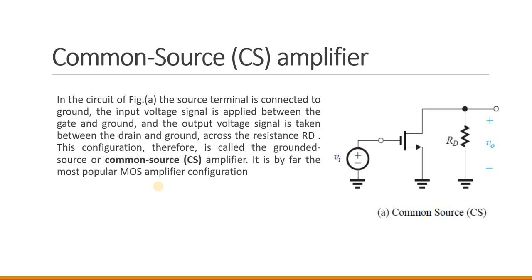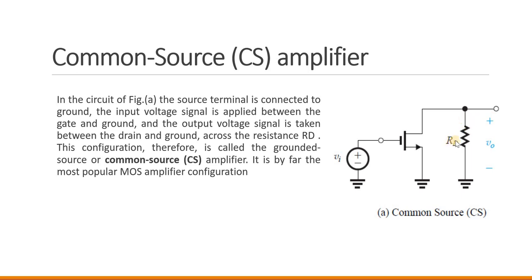The first configuration is the common source amplifier, or CS amplifier. This picture depicts the common source configuration. In the symbol of the FET, this is the gate terminal, the drain and the source terminal. The source terminal is grounded. To the gate terminal we are providing the input Vi, and from the drain terminal we are taking the output. In a sense, the input is applied across gate and source, and the output is taken across drain and source.